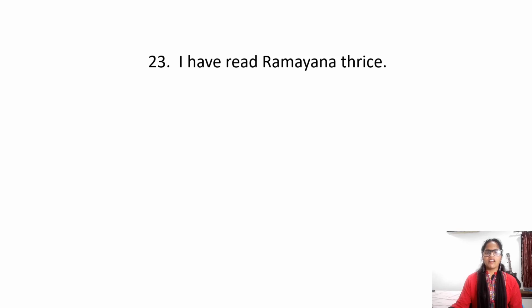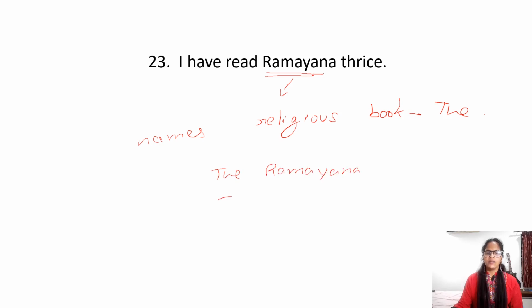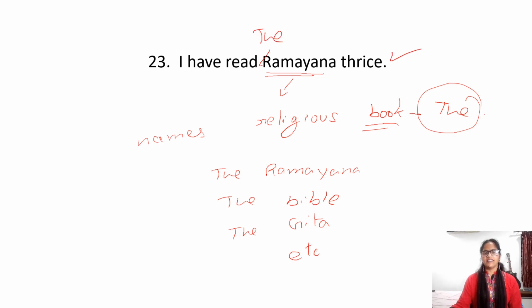I have read Ramayana thrice. Ramayana is a religious book. Before the names of religious books, we should use article the. It has to be the Ramayana, the Bible, the Gita. Okay, here the rule is before the names of religious books, we must use article the. So I have read the Ramayana thrice is the correct answer.